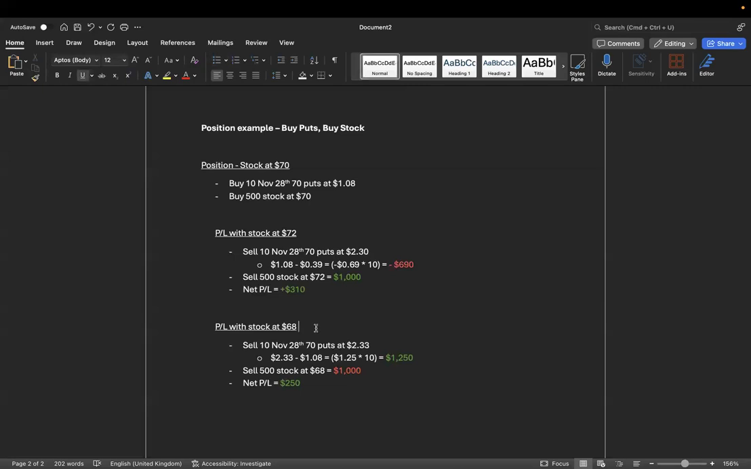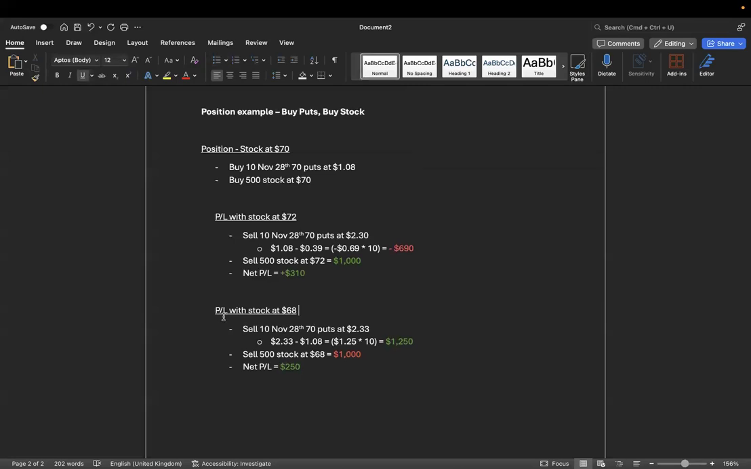And now we're going to scroll down to where the stock goes down to 68, and we're going to make money on the puts. So now the puts are $2.33. We're going to make $1.25 on the puts, $1,250, but now we lose $2 on the stock, and we lose $1,000, and we have a net P&L of $250. So that's the way the delta changes and the way that being long the variance can be a positive scenario for you going forward. So let me elaborate a little further.